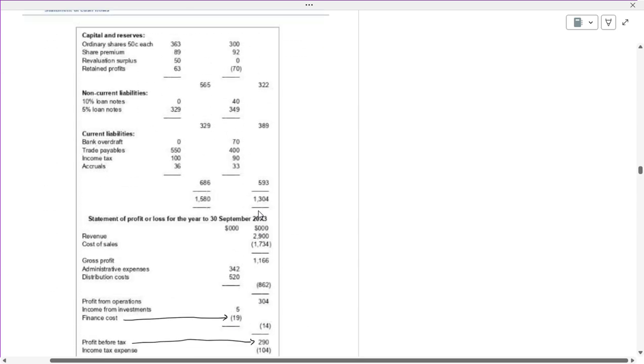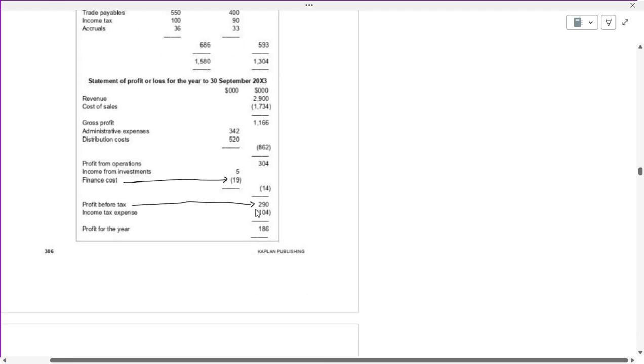Now, see the profit and loss account. We have done profit before tax. We have done finance cost. We have done income from investments. How much will we get as the total?